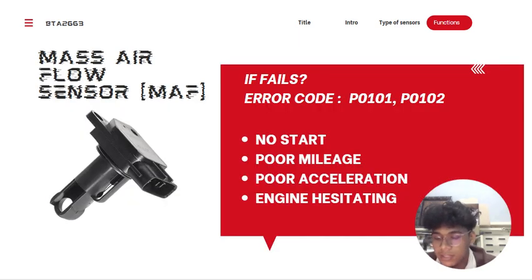If the mass airflow sensor fails completely, the engine will not start. If it is only starting to fail or if it's a bit contaminated by dirt, then it's going to send the wrong information to the ECU. So the ECU will be injecting the wrong amount of fuel and you can expect a rough running engine, a poor idle, hesitation during acceleration, the engine stumbling, poor mileage, and other similar symptoms. For the error codes, P0101 and P0102 will appear.